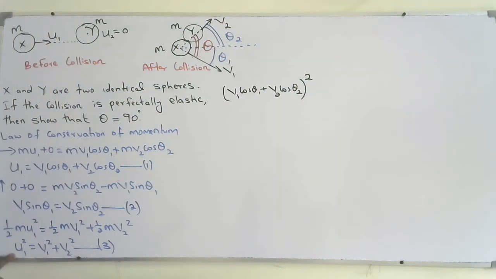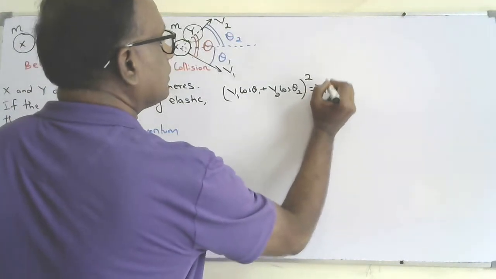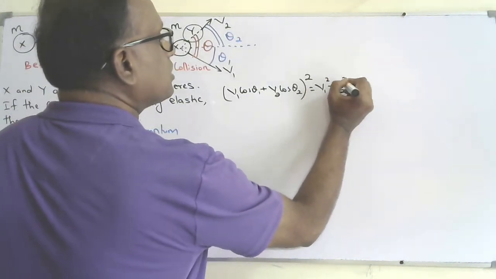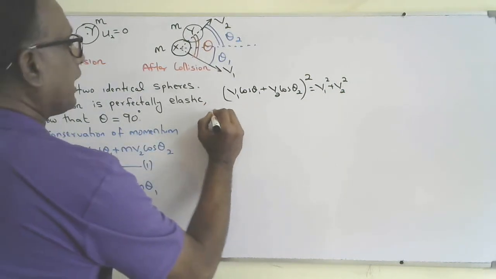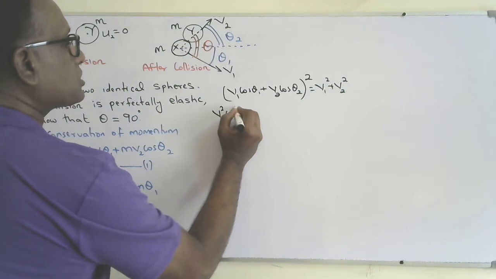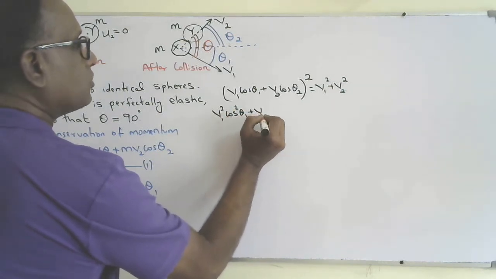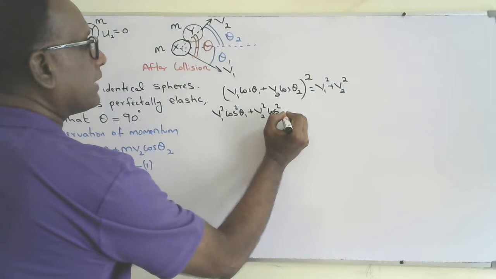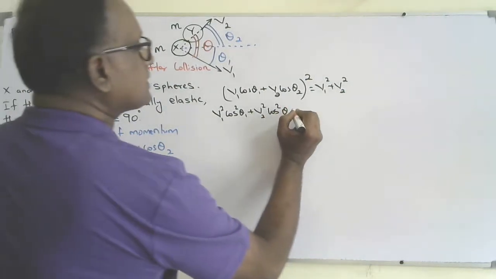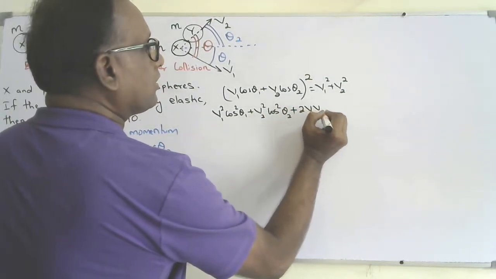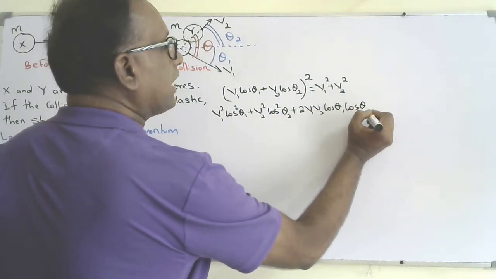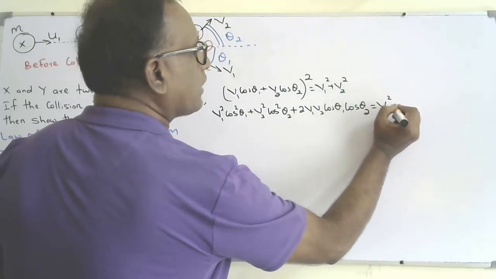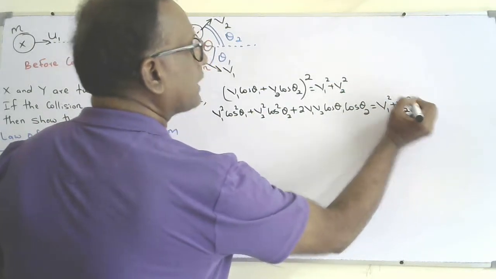Is it? That is the U1 squared is equal to V1 squared plus V2 squared. So expand this one. V1 squared cos squared theta 1 plus V2 squared cos squared theta 2 plus 2 V1 V2 cos theta 1 cos theta 2 equal V1 squared plus V2 squared.